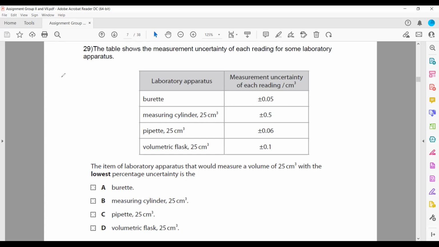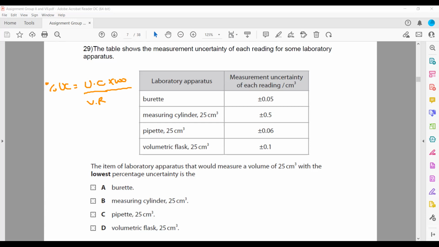The percentage uncertainty for any apparatus is equal to the uncertainty, meaning the smallest value which the instrument can record, divided by the value recorded, multiplied by 100. But if we are using the apparatus twice, then the uncertainty will be multiplied by 2.